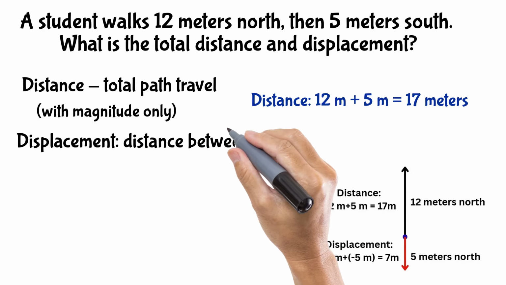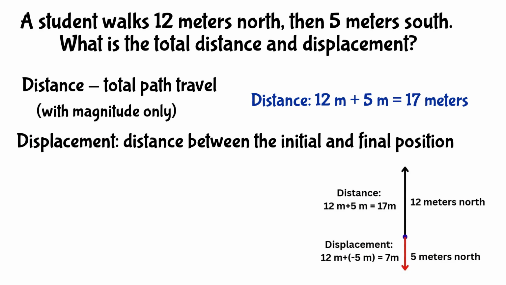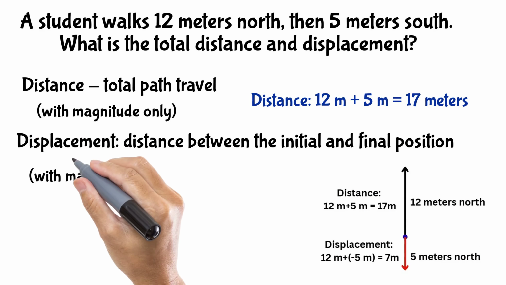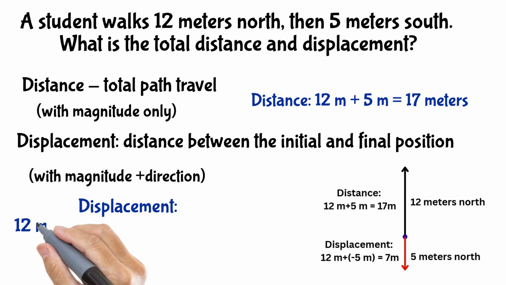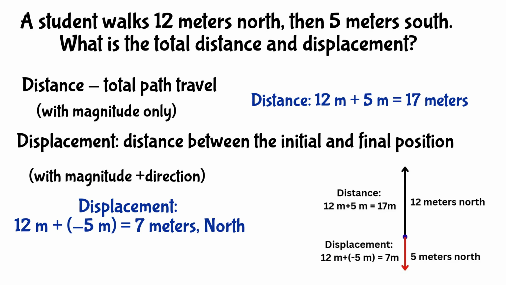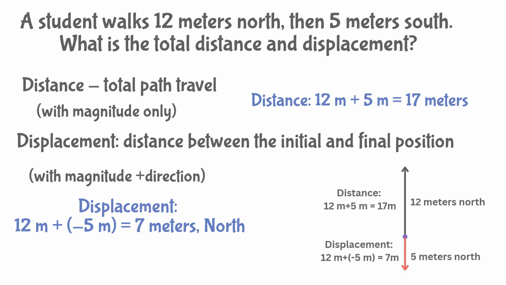However, displacement is a vector quantity, so we consider both magnitude and direction. If we take north as positive and south as negative, then the displacement is plus 12 meters minus 5 meters equals plus 7 meters. This means the student's displacement is 7 meters to the north.